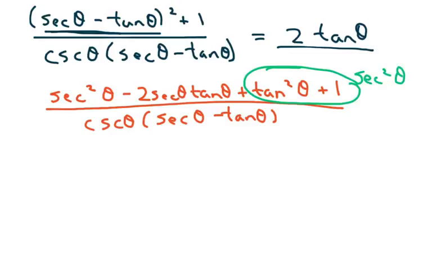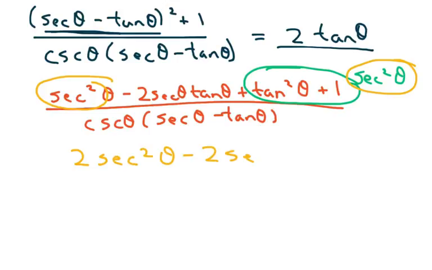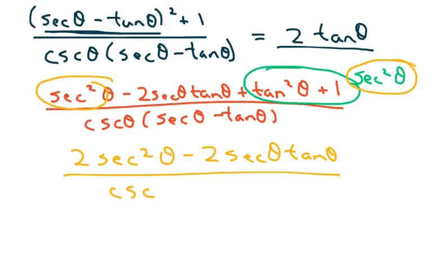Now what I can do is add these. I have 1 here and 1 here. So that's 2 of them. So I have 2 secant squared theta minus 2 secant theta times tan of theta. And I'll copy down my denominator, cosecant theta times secant theta minus tan of theta.